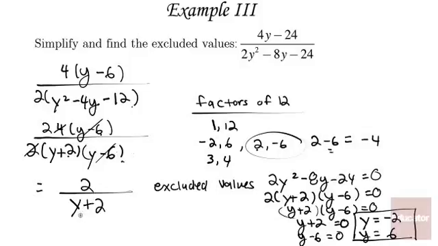And if I would have used the simplified form, I would have only ended up with the excluded value y equals negative 2 because my y minus 6 would have dropped out. So that's why it's important to go back to that original expression. So this is simplified form and the excluded values.